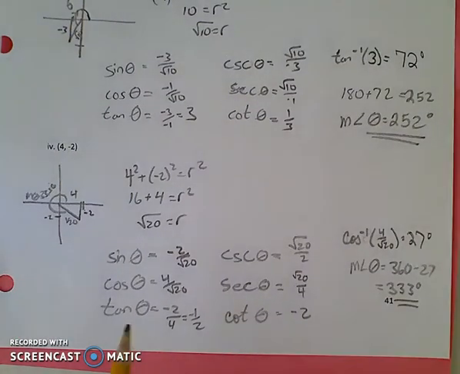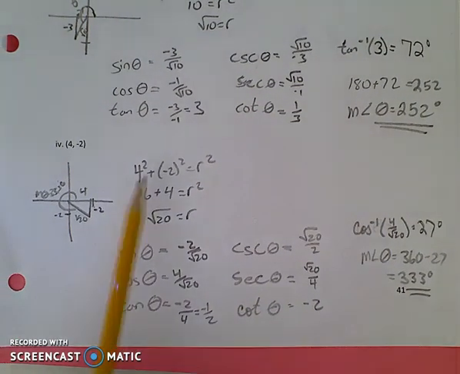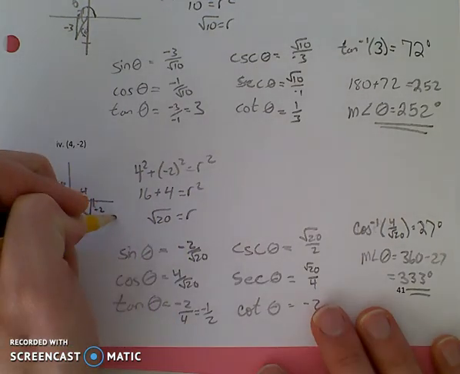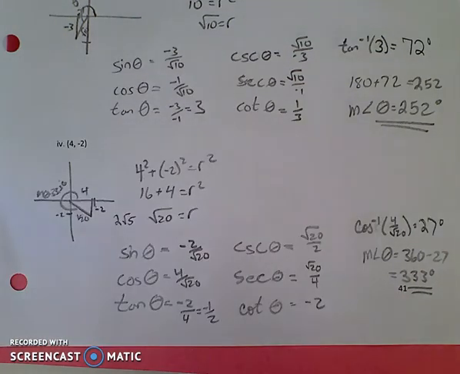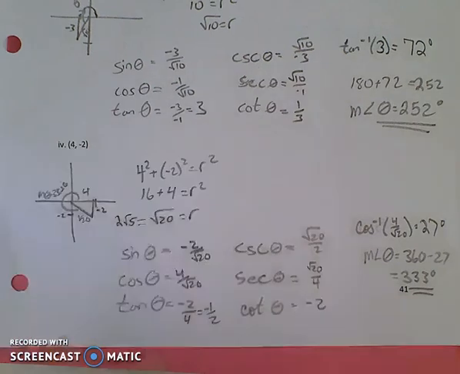For number 4, again, Pythagorean theorem, you get the square root of 20. Notice that you could have made that 2 square roots of 5, and you could have simplified even more. I don't need you to do that. You can leave the square root of 20, but know that you can simplify that to 2 square roots of 5. So sine and tangent are negative.